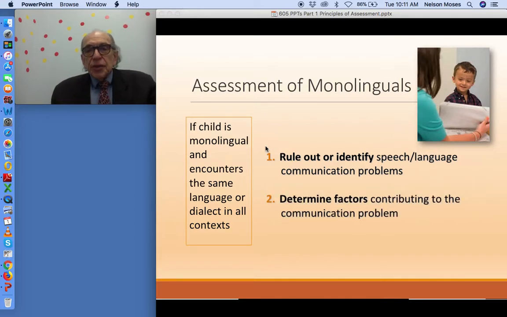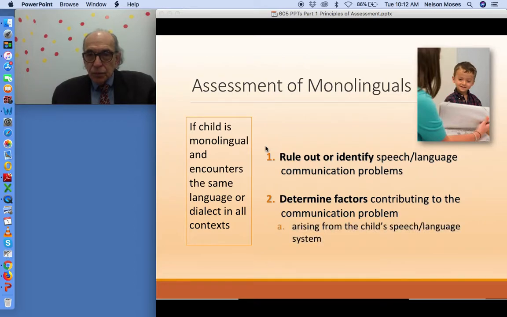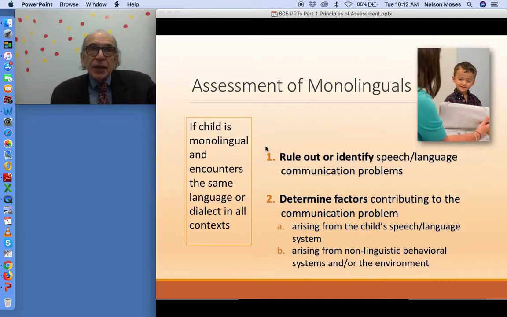We also want to determine factors that are contributing to the problem, so we can address those factors. Those factors could arise from the child's speech-language system itself. That's our focus, that's our scope of practice, our domain of practice, the speech-language system. But factors can also arise from non-linguistic behavioral systems or the environment. What do I mean by non-linguistic behavioral systems? Cognition, sensory motor factors, psychosocial factors, medical factors, and again, or the environment. Something about the environment is challenging the individual above and beyond and leading to a speech-language challenge. I think we all experience that sometimes. Think about it for a minute.